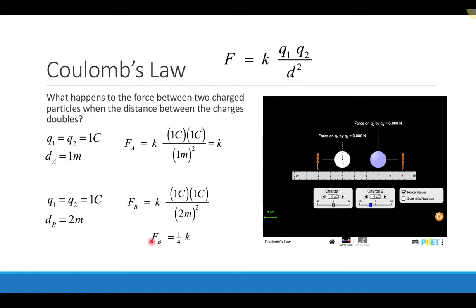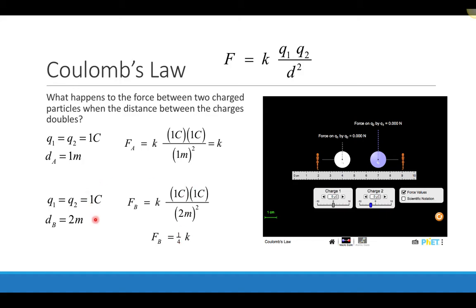So I end up getting that the force is now 1 over 4 times K. More specifically, if I double the distance between the charges, the force has decreased by a factor of a fourth. It was K, and now it's 1/4 K. If you double the distance, because the distance is squared, it decreases the force between those two charged objects by a factor of 1 over how you changed the distance, changed by a factor of 2 squared, which is a fourth.